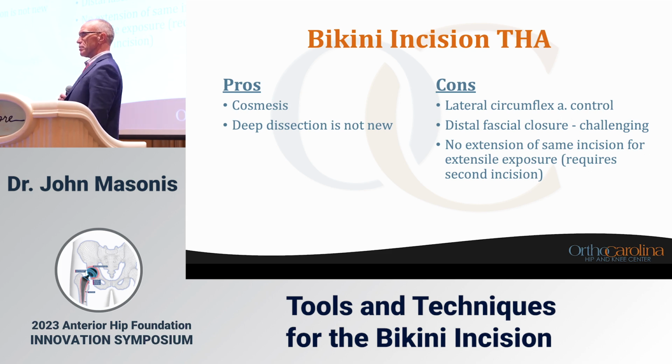The distal fascial closure can be challenging, and for many surgeons, they have no idea about this because they're not even in the room. So whoever's closing your incision is going to struggle at the bottom of the fascial incision closure if you try to do a small bikini, particularly if you place the incision too proximal, which is the most common error. And the other con is that there's no extension of the bikini into a more extensile exposure if you had a periprosthetic fracture or for a subsequent surgery.